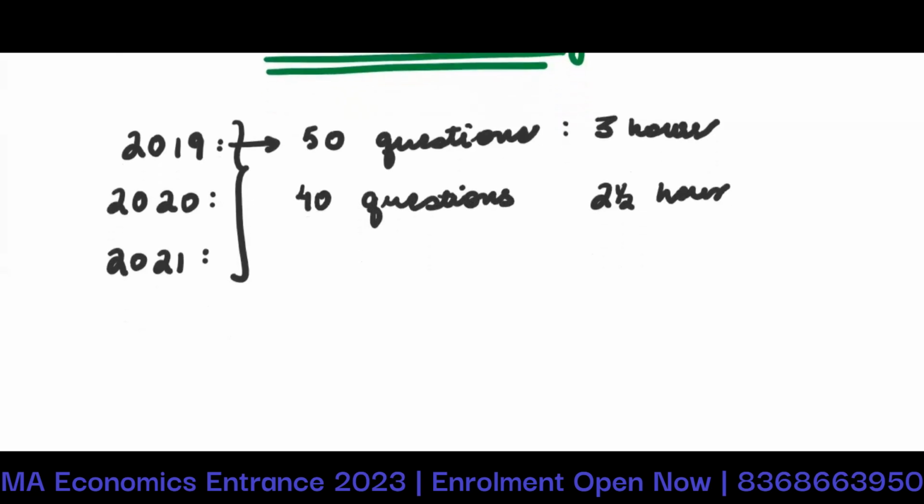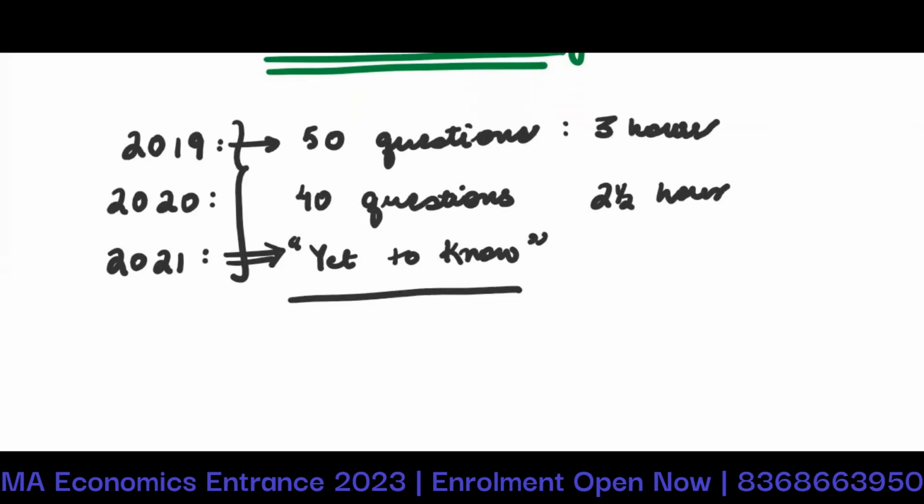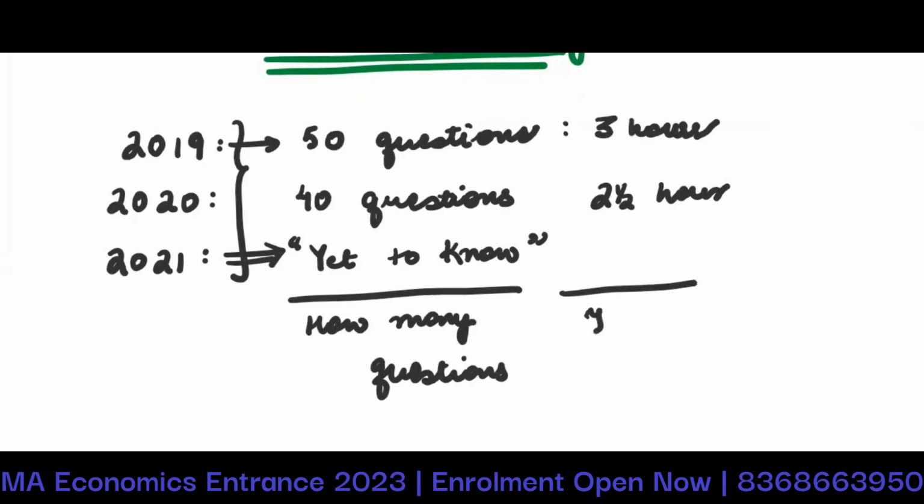And 2021, the paper, because they do not get their papers out, they're yet to know what is the time span for which the paper was conducted. So there is no fixed pattern as to how many questions are asked. There is no fixed pattern on what is the time period or time span for it.